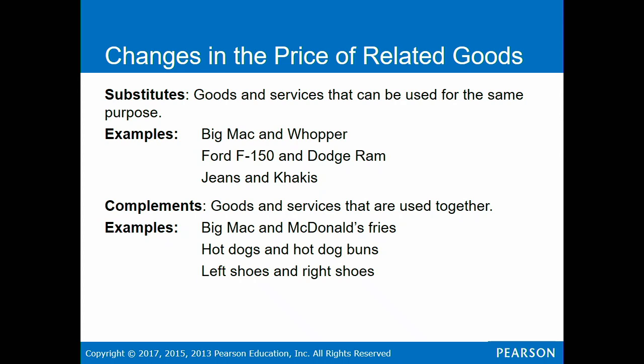So these are basically substitute goods. They don't have to be where people are indifferent between the two. So say some people may be indifferent between a Big Mac and a Whopper. But even if people have strong preferences, like Ford, Dodge, Chevy trucks, they're still substitutes because they're used for the same purpose and they satisfy the same needs.